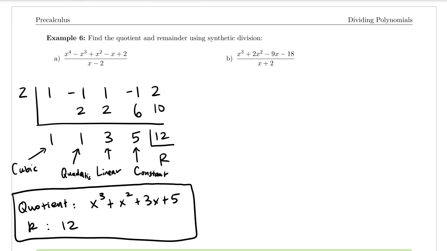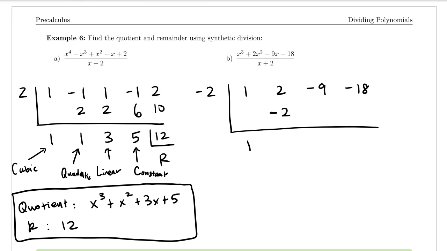All right, so for this next one, I'm going to write -2 on the outside since that's the 0 of my denominator, and then my coefficients of the numerator are 1, 2, -9, and -18. So I'm going to add vertically, multiply, add vertically, multiply, add vertically, multiply, and add vertically. Oh, look! This is the first time that we've run into, when we've divided polynomials, where our remainder has been 0.